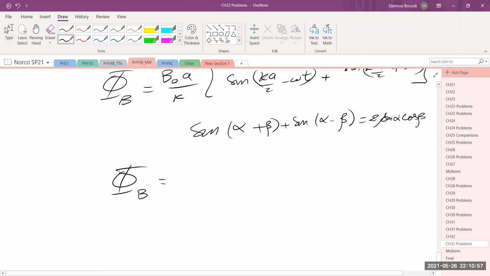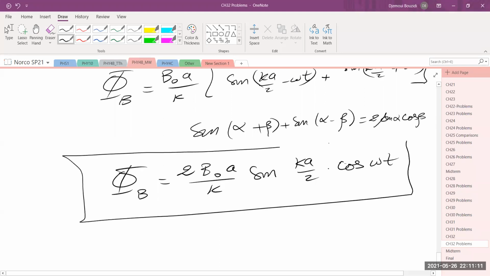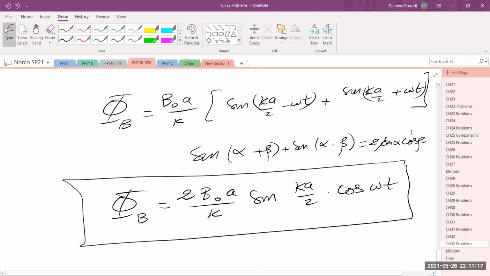The flux of the magnetic field then is going to be 2 times B naught A divided by K times a sine of Ka over 2 times a cosine of omega t. So this is the flux of the magnetic field. Does this make sense to you guys? If you find this too much, please go through the steps step by step, please.